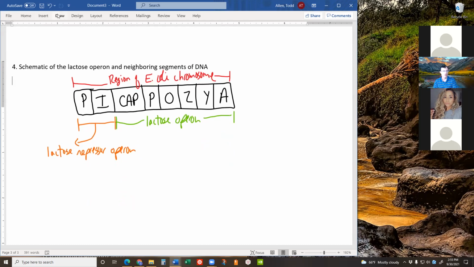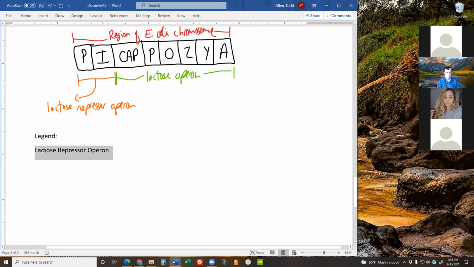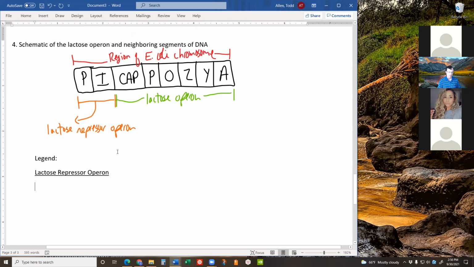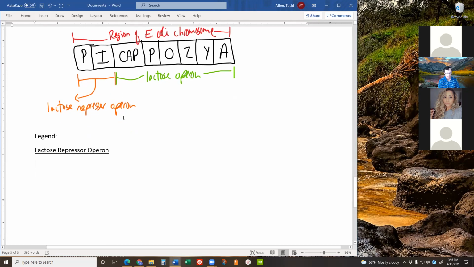And so what we have to do next is define these things. Okay, so I'm going to do that. I'm going to give you the schematic legend. I'm going to give you the definitions. First off, let's talk about the lactose repressor operon. I know this is fairly heavy stuff, folks. It's not something you just absorb in one session, right? You're going to have to spend multiple study times thinking about this.